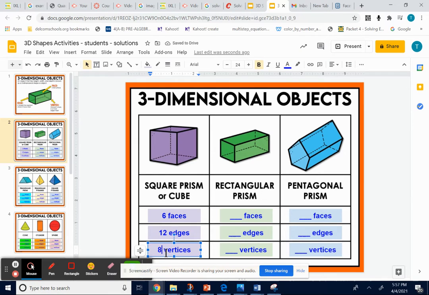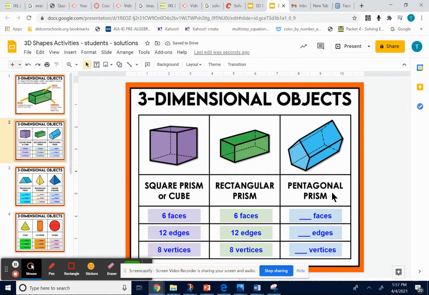Now a rectangular prism is just a box that doesn't have all 3 dimensions equal to each other. It's going to be exactly the same thing: 6 faces, 12 edges, and 8 vertices.